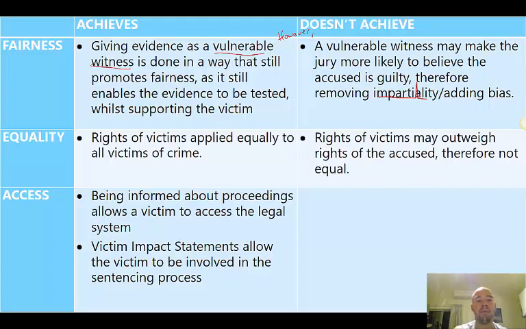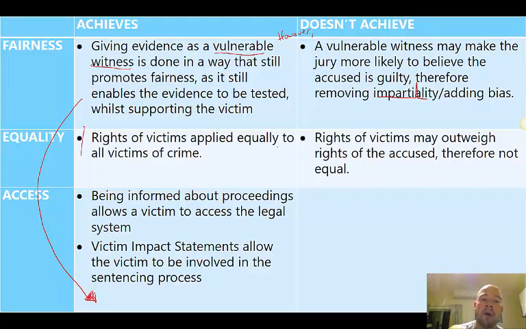However, it's not included, but giving evidence as a vulnerable witness also enables access, because it allows, I suppose, the accused or the victim to physically access the courtroom in a way that's not traumatic, and they wouldn't be able to do that otherwise. How is it equal?